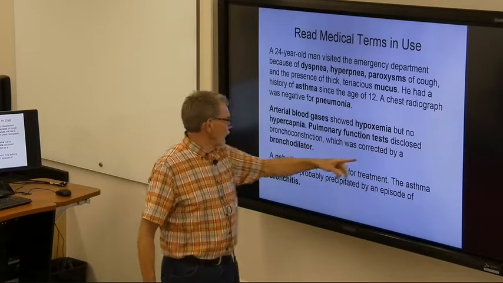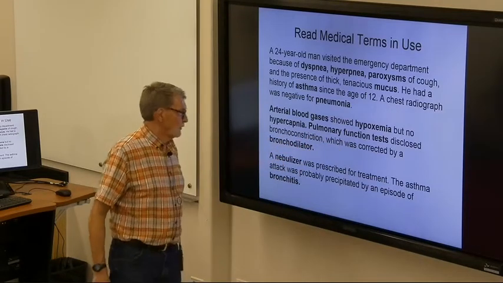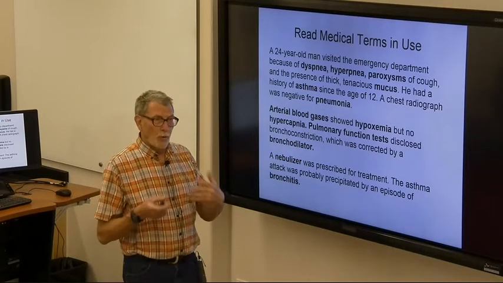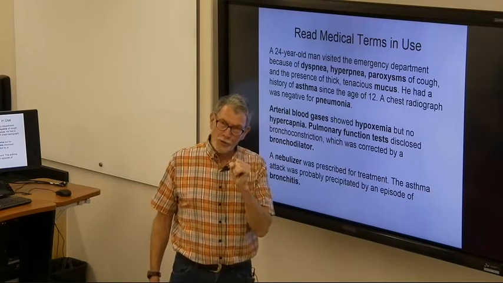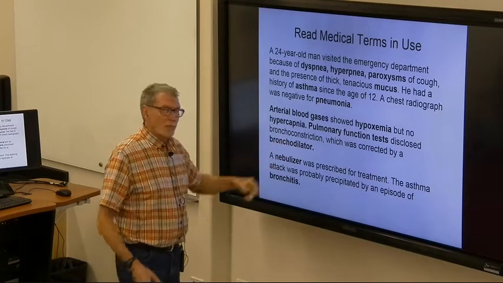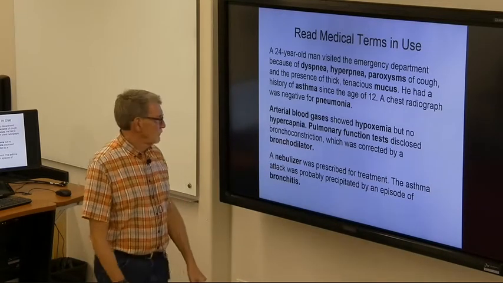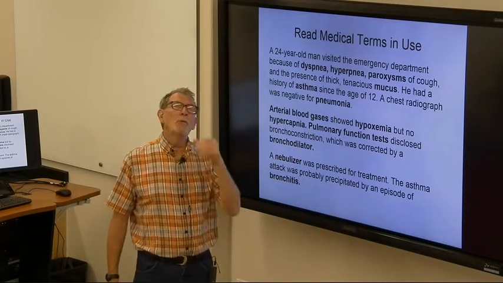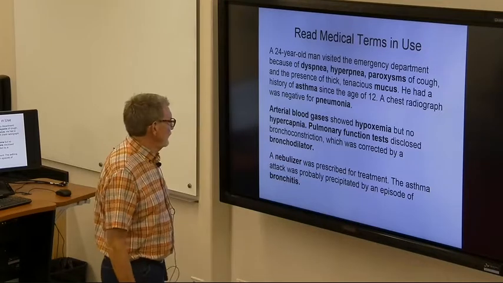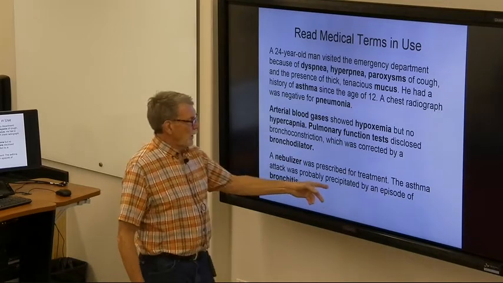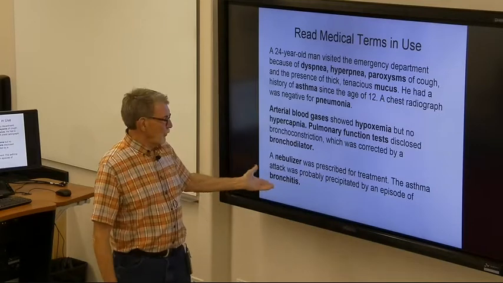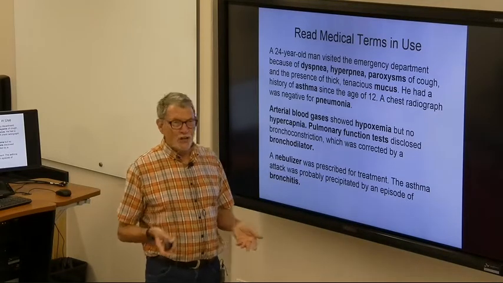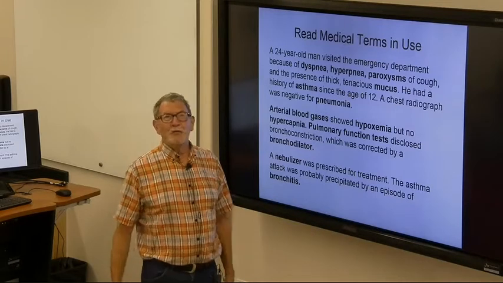Pulmonary function test disclosed bronchoconstriction. So when he blew, it didn't come out very fast, and therefore they assumed that he has some constriction of the bronchi, corrected with a bronchodilator. A nebulizer was prescribed for treatment so he can go home and breathe it whenever he needs to. Asthma attack was probably precipitated by an episode of bronchitis, an infection, inflammation, chest cold that brought on an asthma attack.